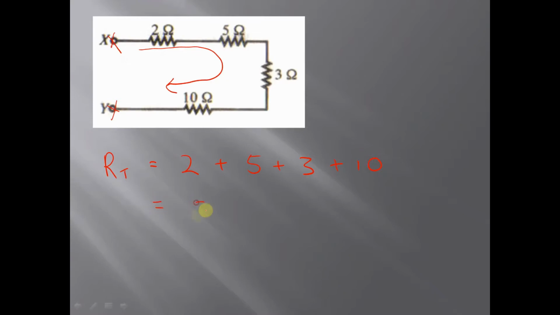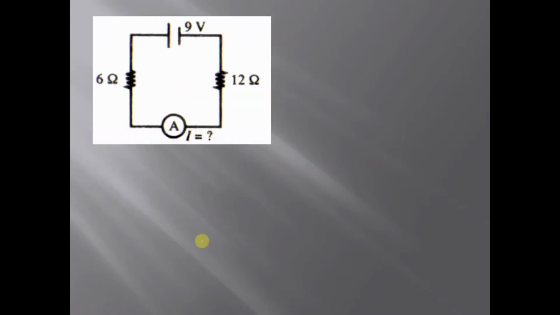Yes, you are right, 20 ohm. That's all. Simple. Series circuit memang senang. How about this one? Same thing. Kamu boleh nampak dari positif terminal kepada negatif yang merupakan satu litar sambungan saja.